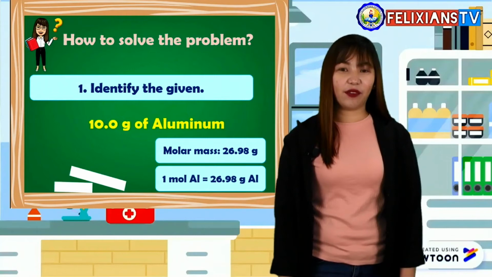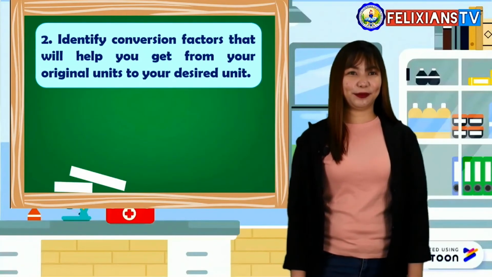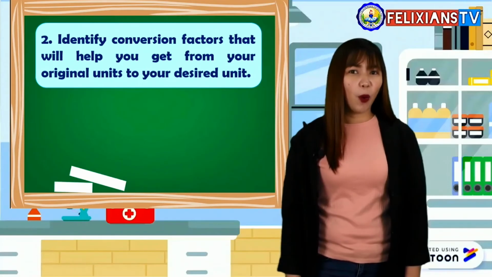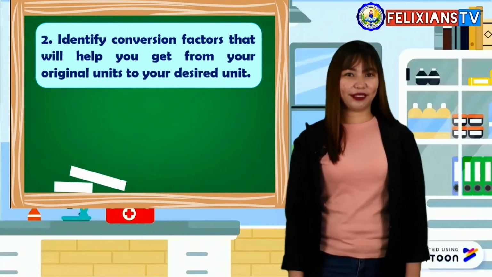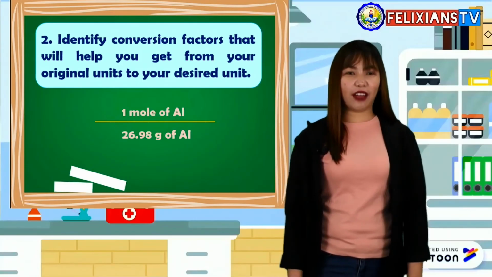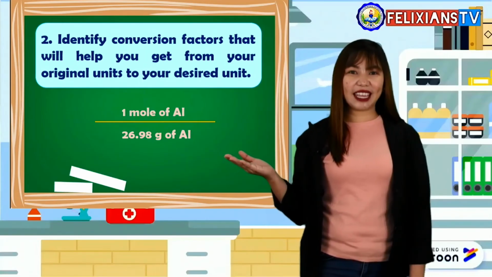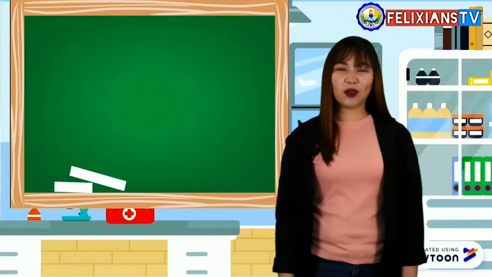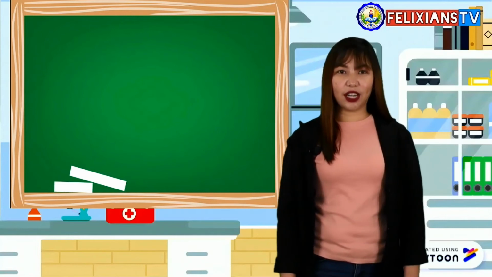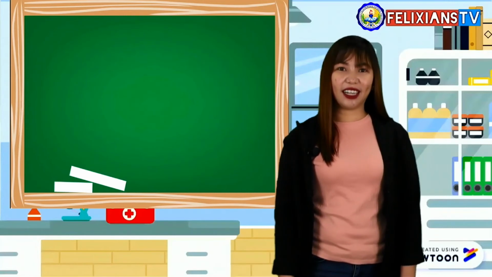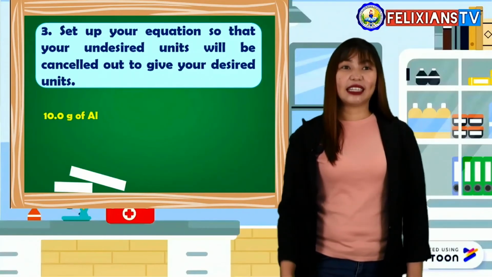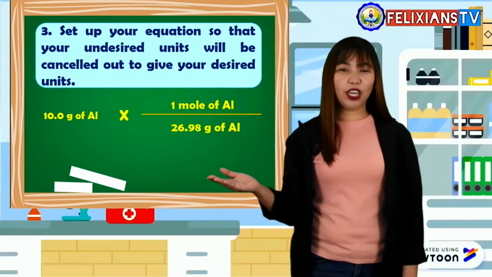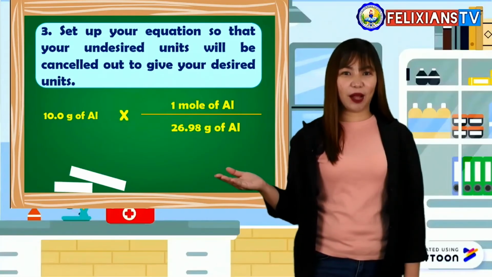After identifying the given, what to do next? Correct! We need to construct the appropriate conversion factor. In this example, what will be our conversion factor? Very good! We will use the conversion factor 1 mole of aluminum is equal to 26.98 grams of aluminum. We can now set up the equation so that your undesired units will be cancelled out to give your desired units. 10.0 grams of aluminum times the conversion factor 1 mole of aluminum is equal to 26.98 grams of aluminum.